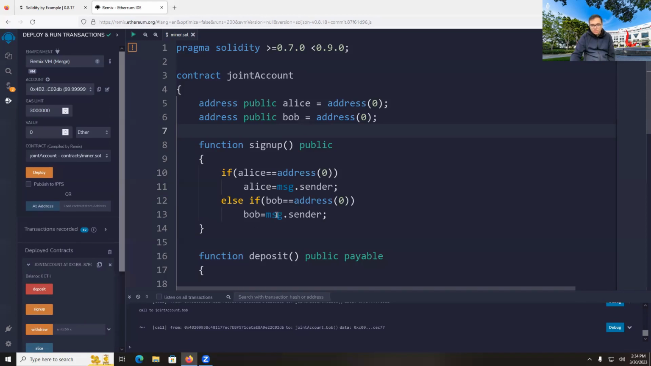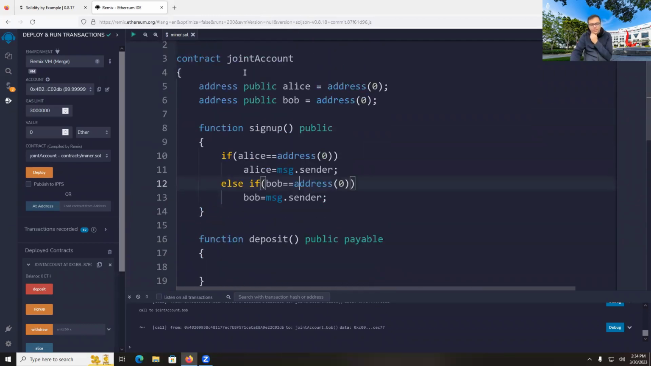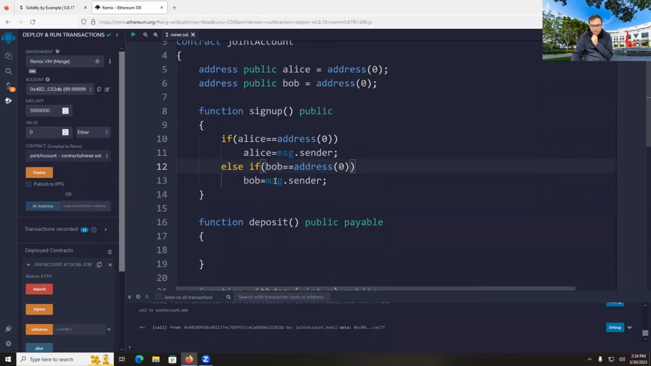So very simple function. The first person who calls it becomes Alice. The second person who calls it becomes Bob. And then, of course, they can deposit in their joint account and any one of them can withdraw.